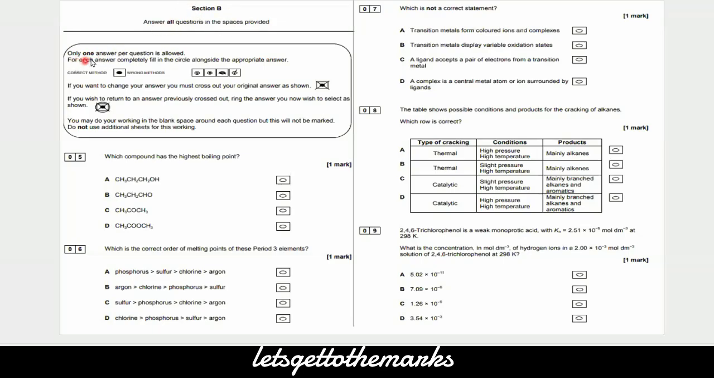We're looking at the 2017 Biology Paper 3 multiple choice section. It's like 25, no, 29 questions, 30 questions, something like that.